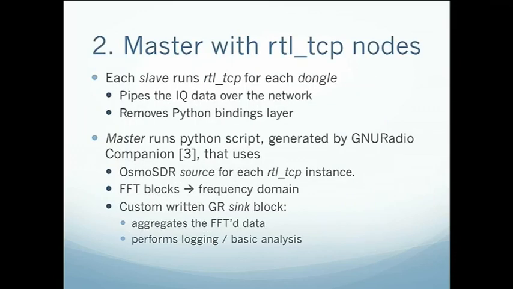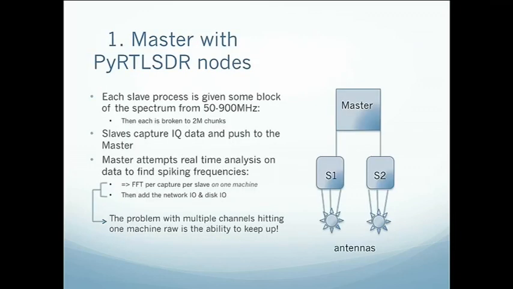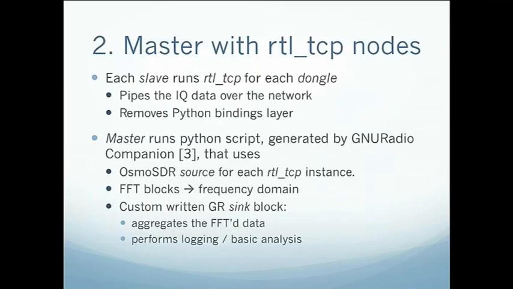Similar goes for the second one that I mentioned just before, where we have RTL TCP running on all the different dongles on all the different slave nodes. It matches the topology on the right. It's just using RTL TCP instead of the Pi RTL SDR bindings that send over the IQ data. This way, it's using the direct C code, using librtlsdr directly, and removes that overhead.